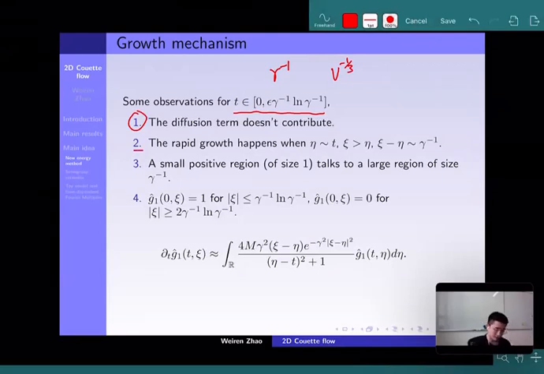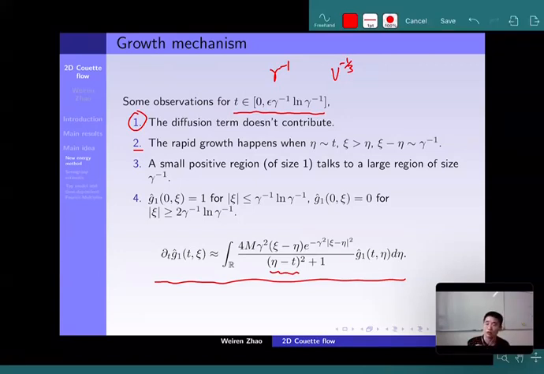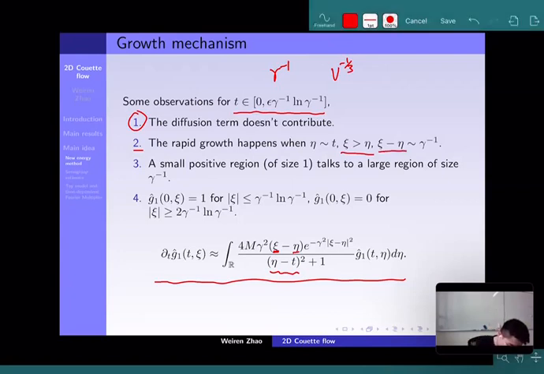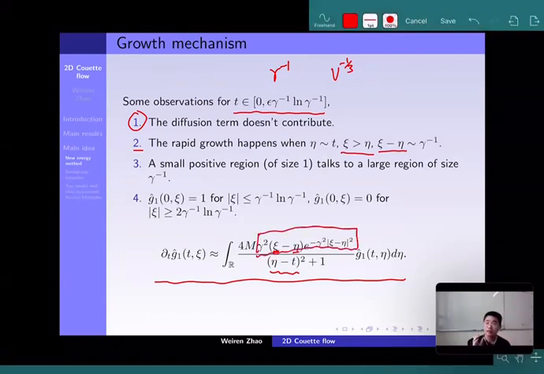The second thing is that the rapid growth happens when eta is close to t and Kc is greater than eta, with Kc minus eta like gamma -1. Why is that? You can check this toy model, and you will find that when eta is close to t, the denominator becomes small, so it gives you the largest coefficient. And when c is greater than eta, the function multiplied by g1 is positive, so it gives you a positive force. And when c minus eta is like gamma -1, this function takes its local maximum.